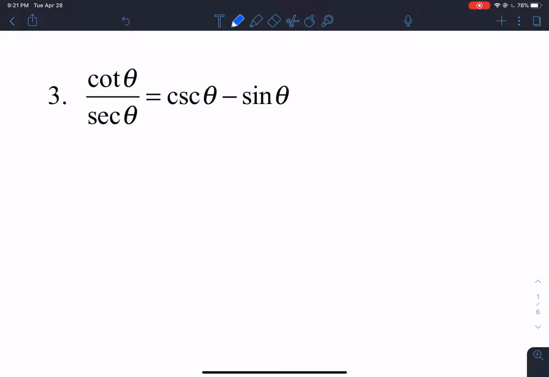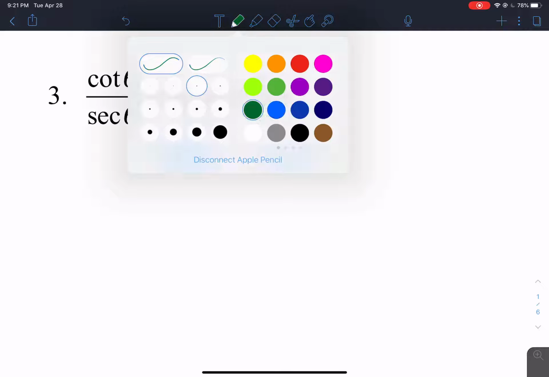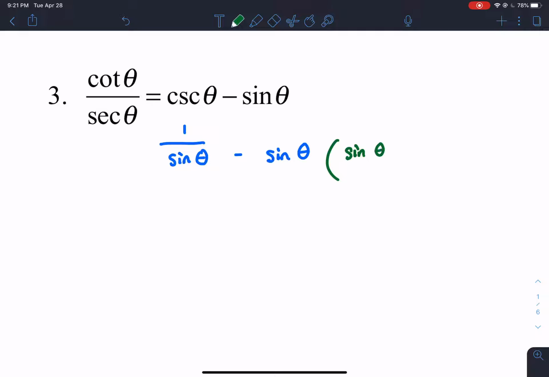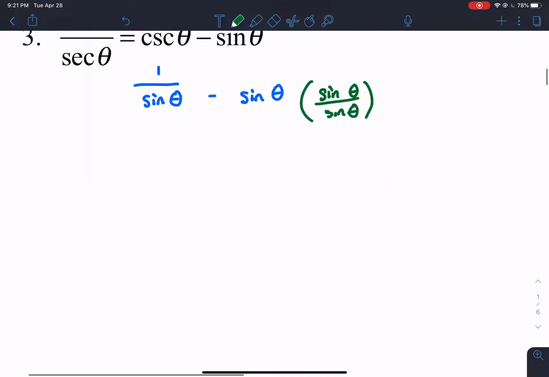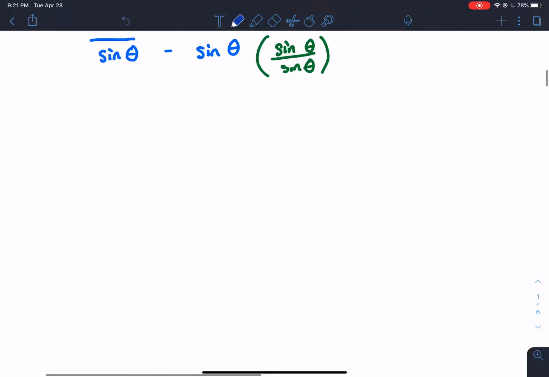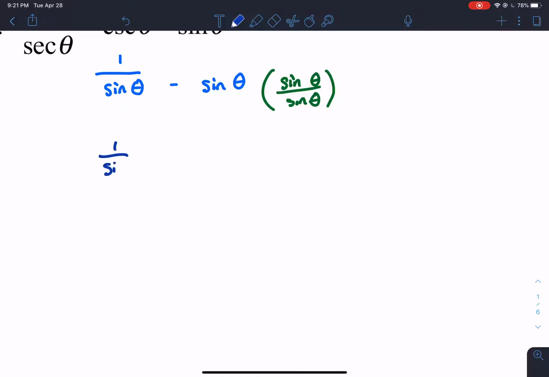Okay, for number 3, I'm going to do the right side now. So this is going to be 1 over sine minus sine. You're going to need to multiply that second term by sine over sine, so you make it one term. When you do that, you're going to have 1 over sine minus sine squared over sine. Now 1 minus sine squared is going to become cosine squared.